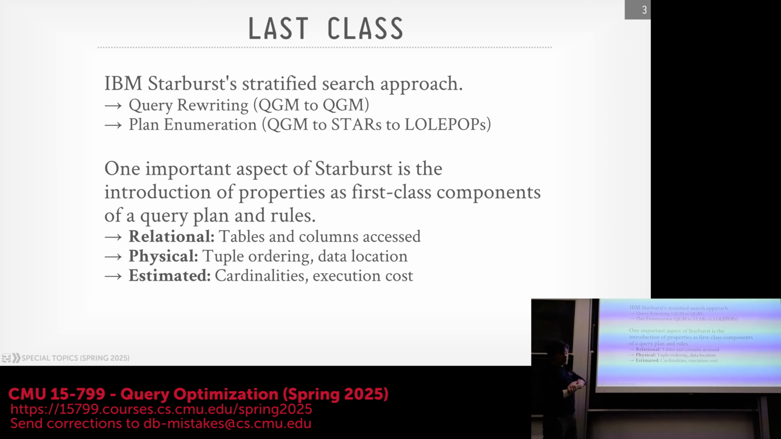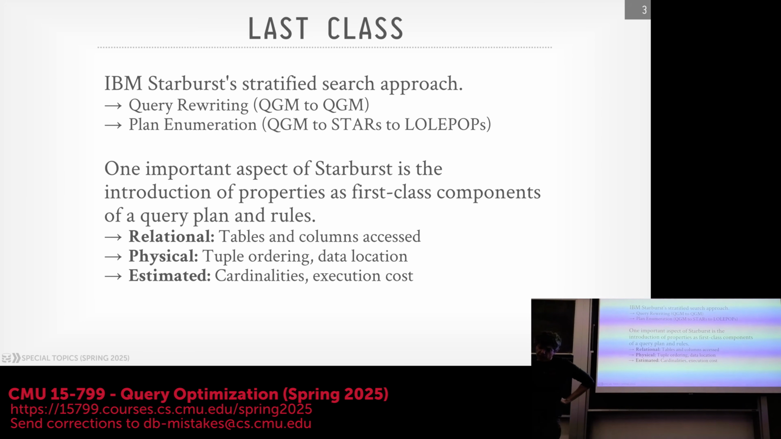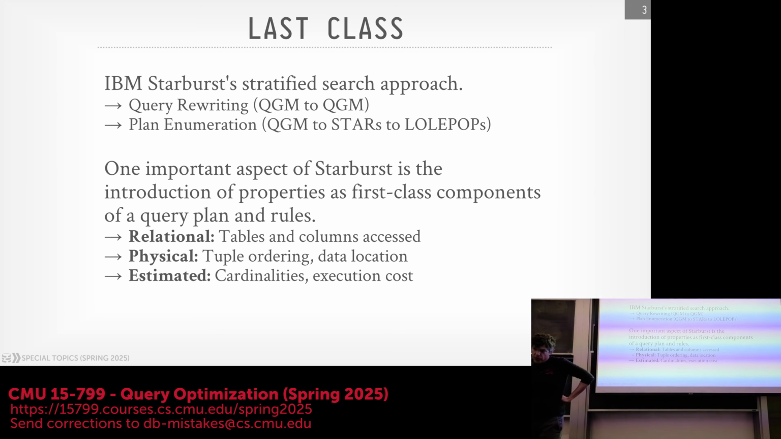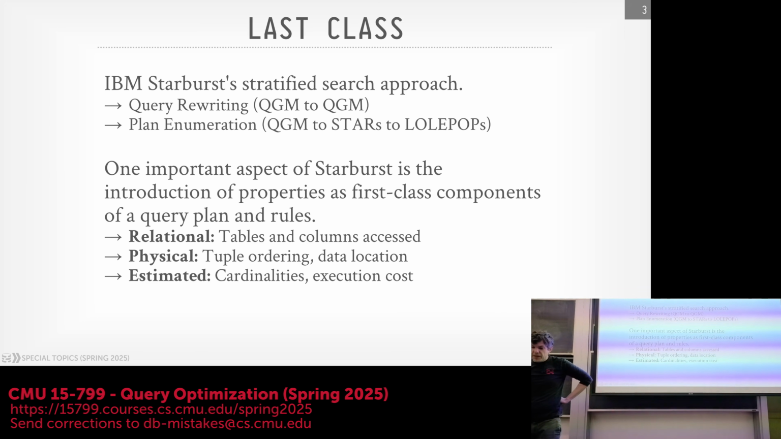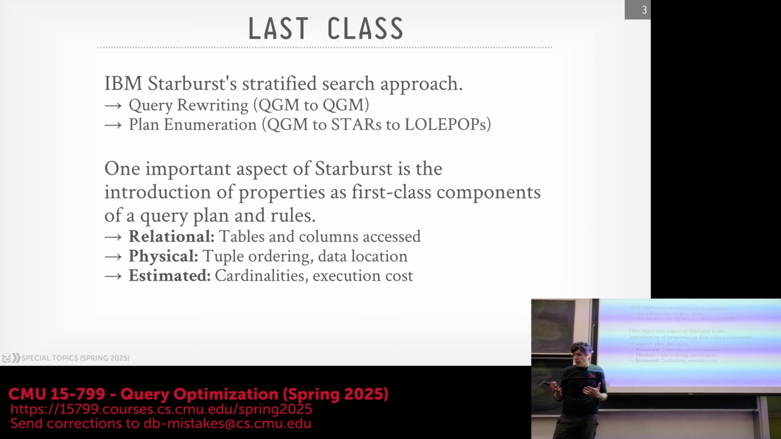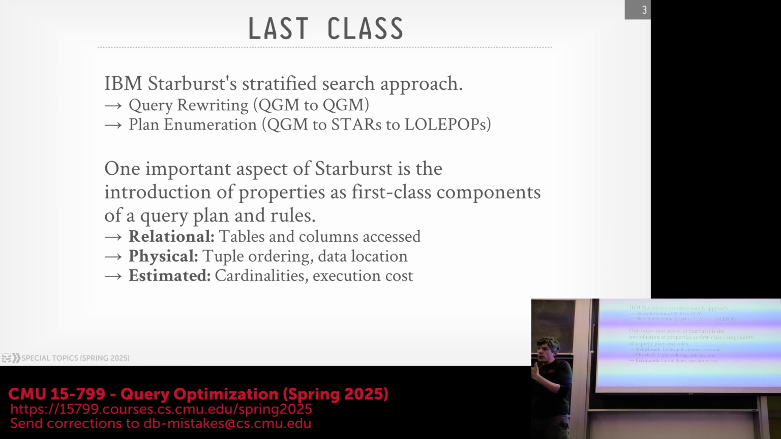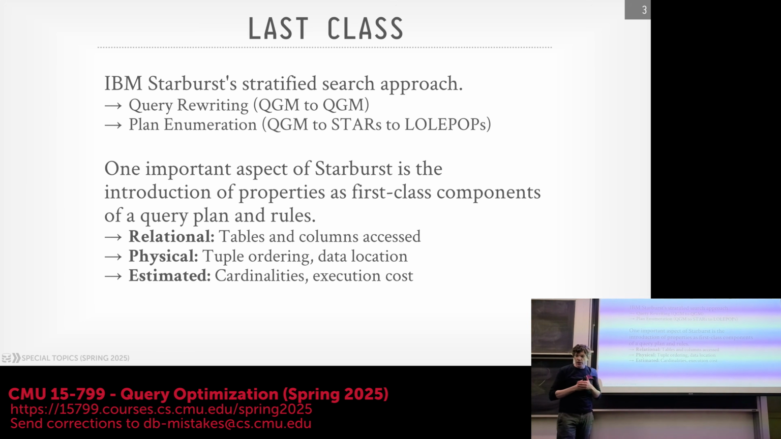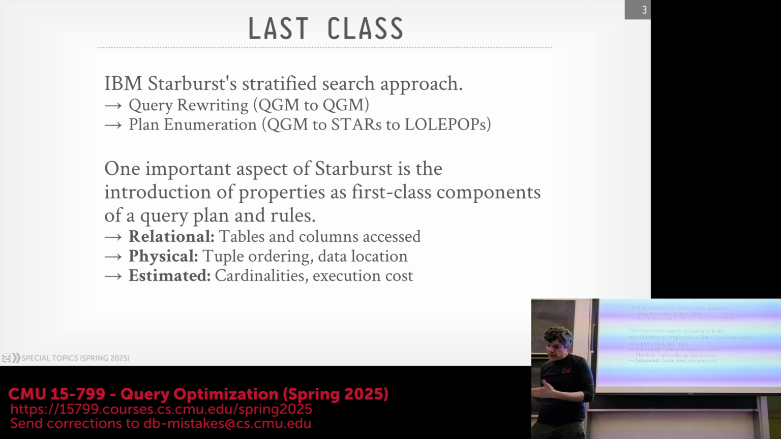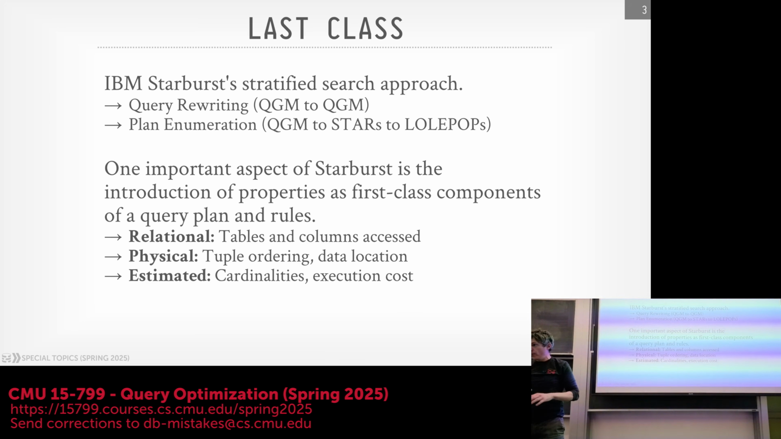Okay. So last class we were discussing Starburst, and in particular what is now known as a stratified search approach, even though the paper didn't refer to it as that. The idea was that there would be two distinct phases in your query optimizer. The first was the rewriting, where you're transforming the query graph model to another query graph model. And the idea here is that you're applying transformations or rules to optimize the query where you don't need a cost model, where you know exactly this is something you're going to want to do.